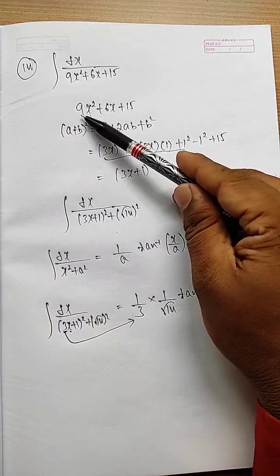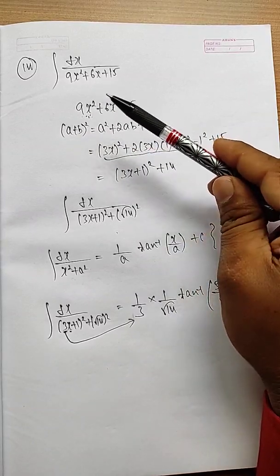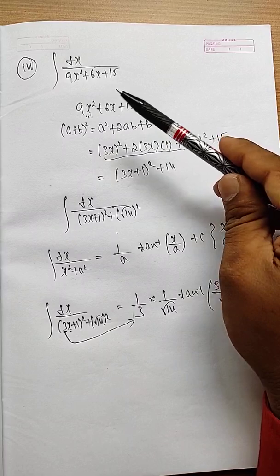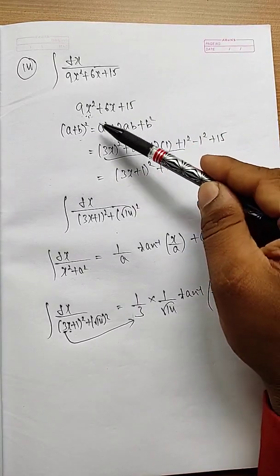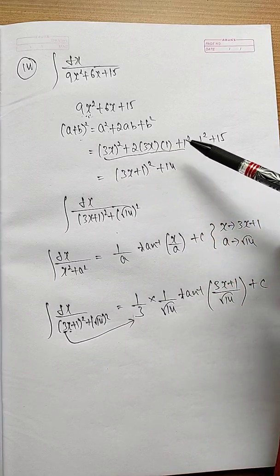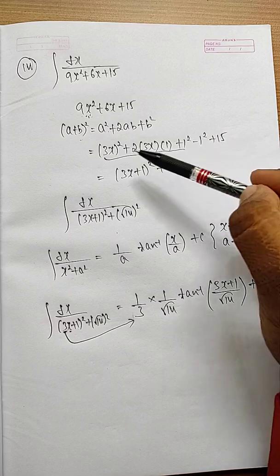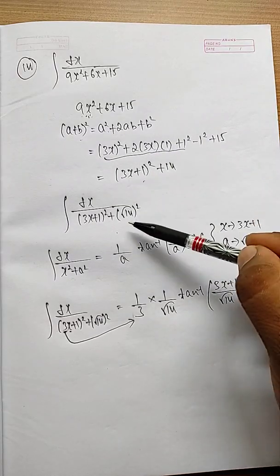Now here the x square coefficient is 9, 9 is a perfect square, so you want to solve the problem as it is. Whatever form it is in, we keep going the same way. a plus b whole square is a square plus 2ab plus b square. Here a is 3x, whole square plus 2 into 3x. b is what? 1. Adding 1 square, subtracting 1 square plus 15. I am writing this as 3x plus 1 whole square plus 14. Plus 14 means root 14 whole square.